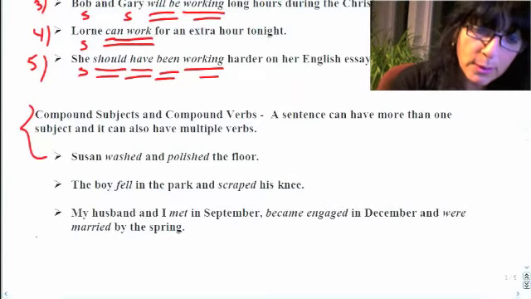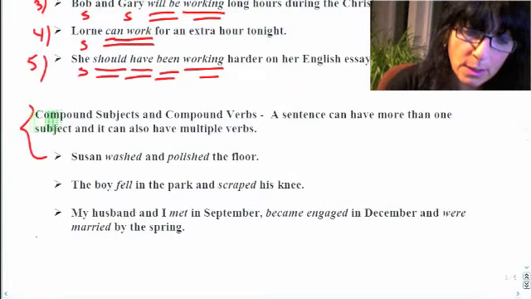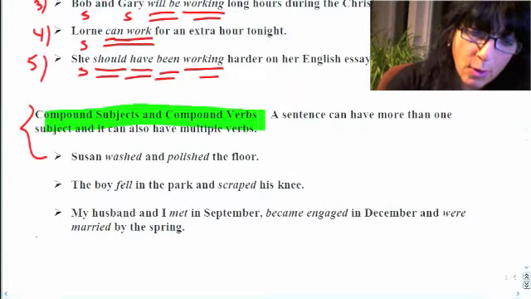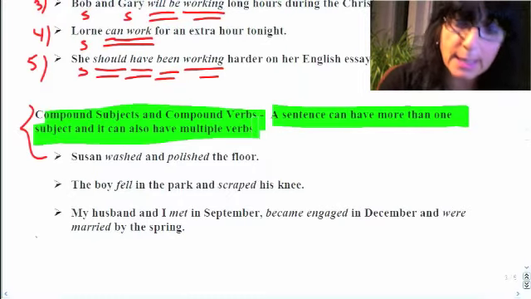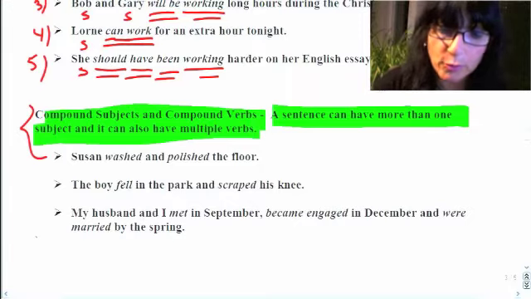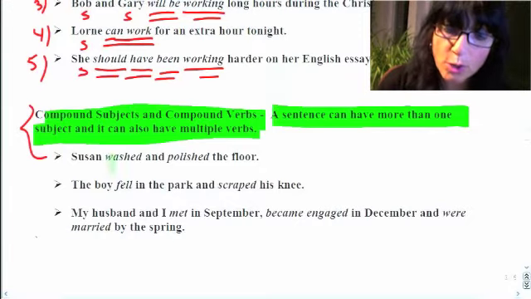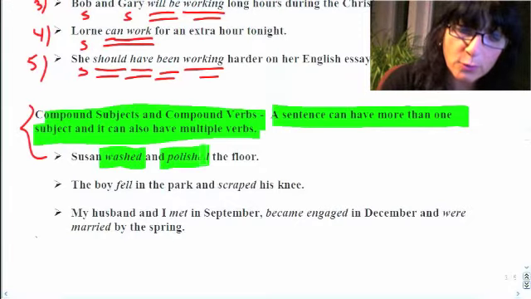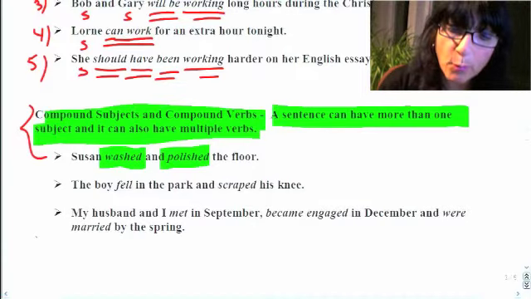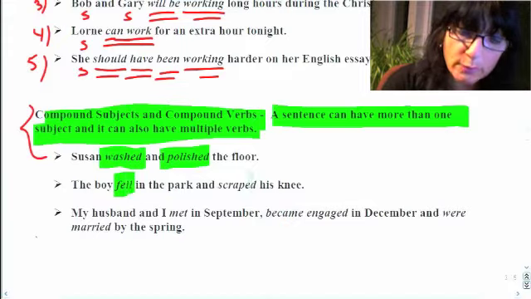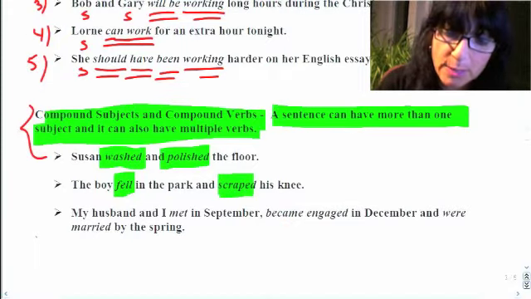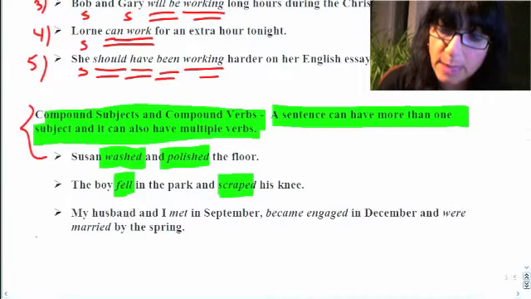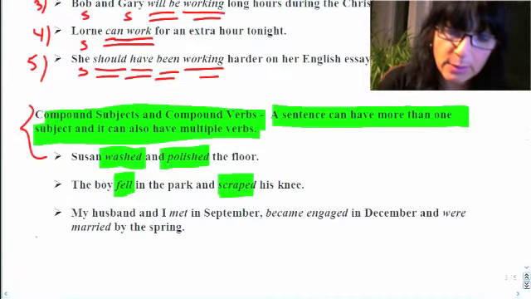And some other point here to consider, compound subjects and compound verbs. Also, a sentence can have more than one subject and it can have more than one verb, multiple verbs. Example, Susan washed and polished the floor. You've got 2 verbs, washed, polished. The boy fell in the park and scraped his knee. There are a couple of words in between the 2 verbs. He fell and he scraped, 2 verbs. My husband and I met in September, became engaged in December, and were married by the spring.